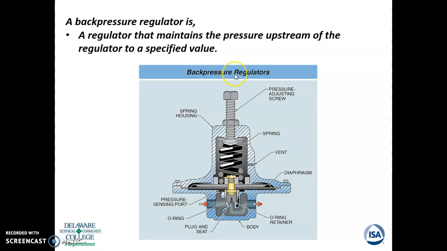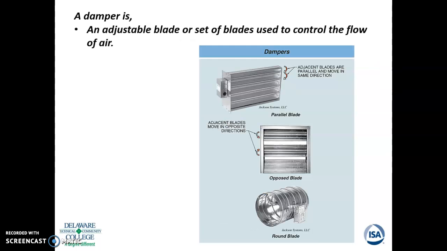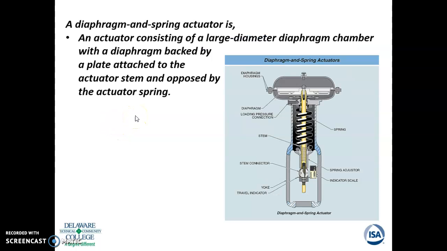There's a back pressure regulator. Okay, it maintains your pressure upstream from the regulator. So they're just different placements of the regulators where you need them to be. And a damper is an adjustable blade, or a set of blades, controlling the flow of air. We've talked about these with the louvers, right? They were in the last PowerPoint where we talked about them.